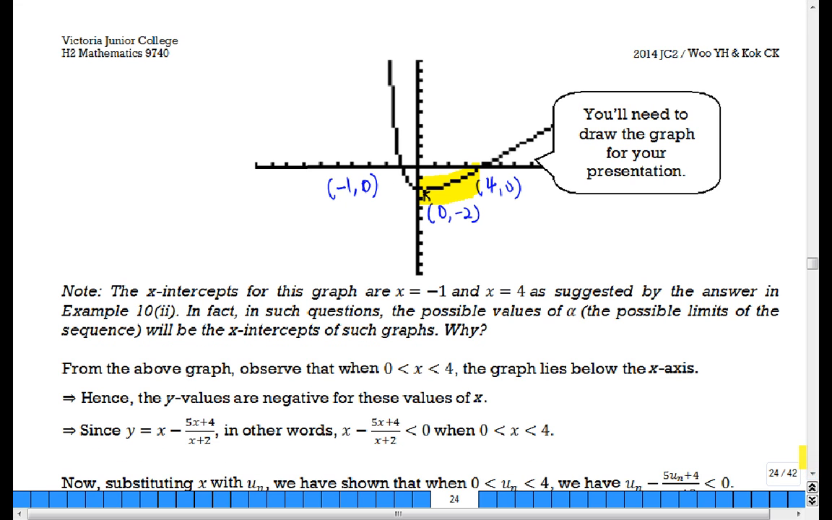So this is the observation that we want to make. When x is between 0 and 4, the graph lies below the x-axis. What does it mean for us? It means that the y values are negative, which means that this is negative for x between 0 and 4. Now, can I say something? Why do we include this, x must be greater than 0? Because in the question, it says u_n smaller than 4. But actually, if you read carefully, u_n is also always positive. It's a positive sequence. All the terms are positive. You all recall? Recall or don't recall? Okay, maybe I quickly go up just for some of us.